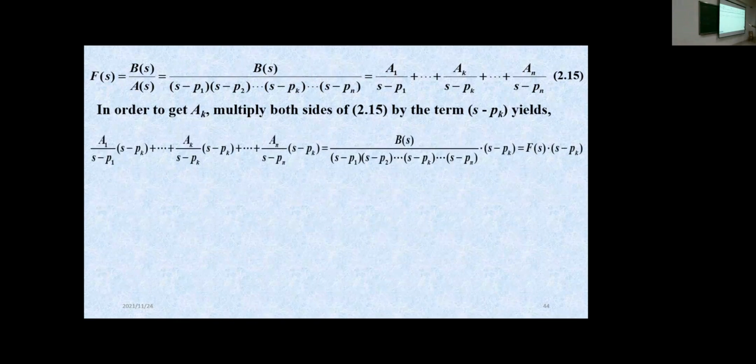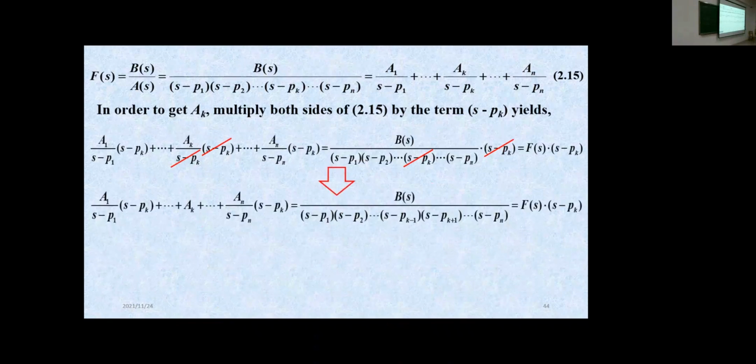We can let s be near pk, where pk is one pole in this whole situation. Then, in order to get Ak, multiply both sides of this by the term s minus pk to yield this, right? And s minus pk can be cancelled. That's here.